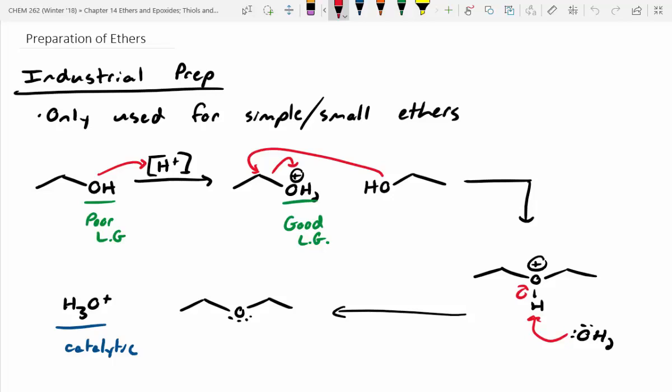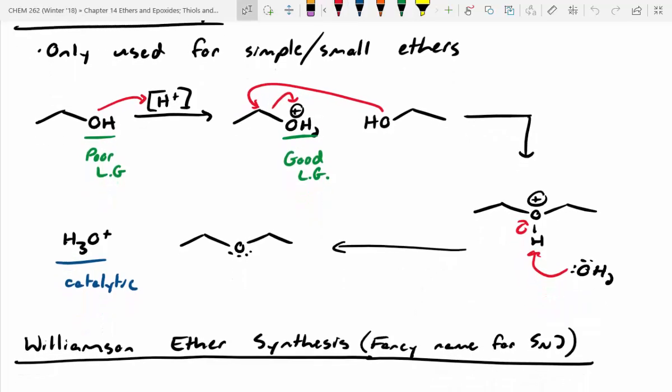All right, so yesterday, or actually Monday, we talked about preparation of ethers. We said in industry, you can just take an alcohol, treat it with strong acid. Those two equivalents of alcohol will actually combine together to make a symmetric ether. However, this is pretty dang limited. It's used for only symmetric ethers that are relatively small and unfunctionalized.